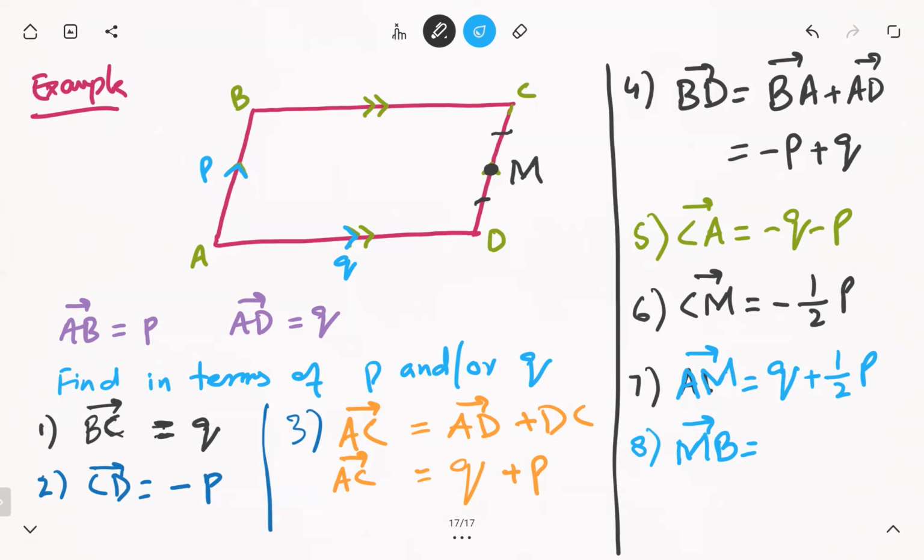Okay, you are right, MC, and MC is half P. Then C to B, and what is CB? Minus Q. So MB is half P minus Q. Any problem? Is it clear? Shall I make it a little more difficult?